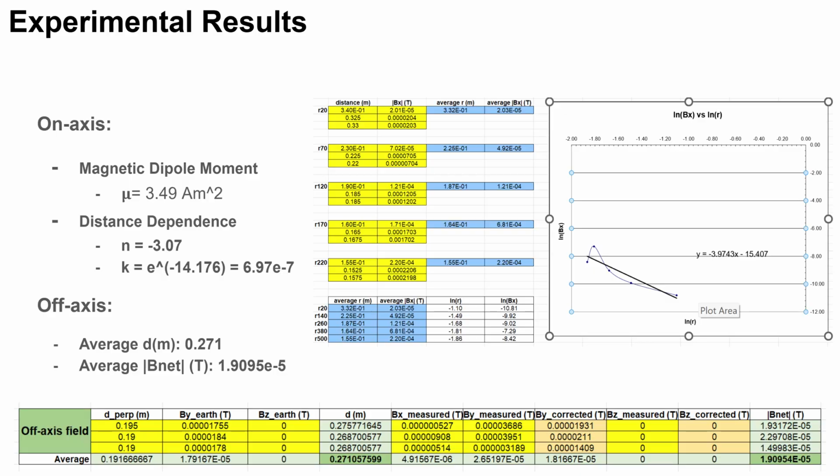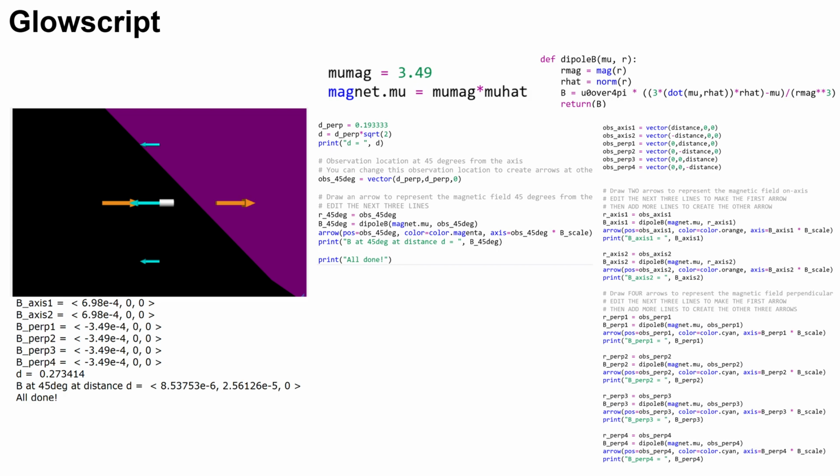And regarding the results of this experiment, for on-axis, I calculated the magnetic dipole moment to be 3.49 A·m². Using the linearization and distance dependence formula, I calculated the n value to be negative 3.07 and the k value to be 6.97 times 10 to the negative 7. And for off-axis, the average distance is 0.271 and the average B net value is 1.9095 times 10 to the negative 5 Tesla.